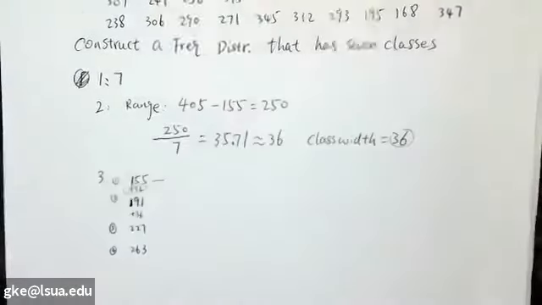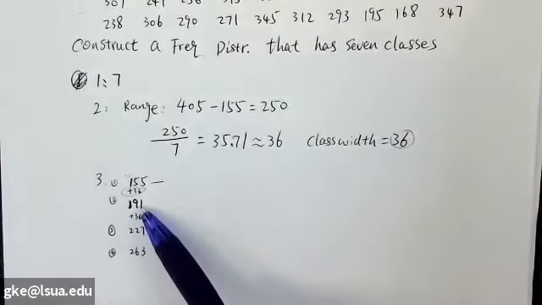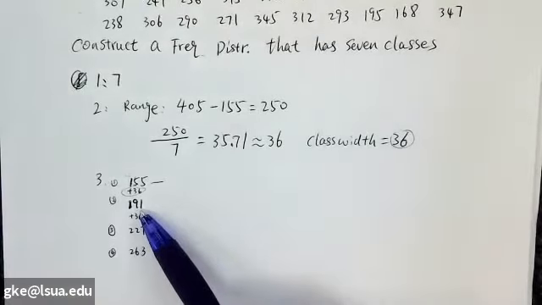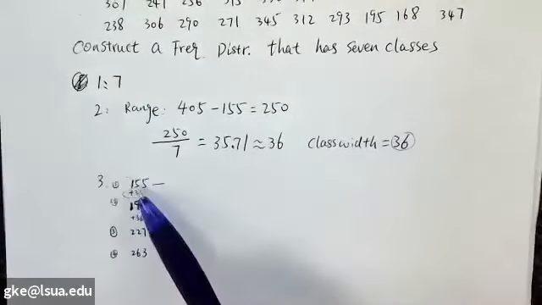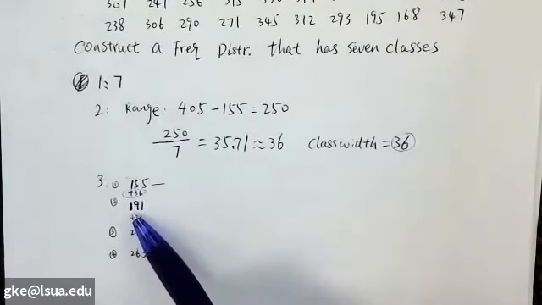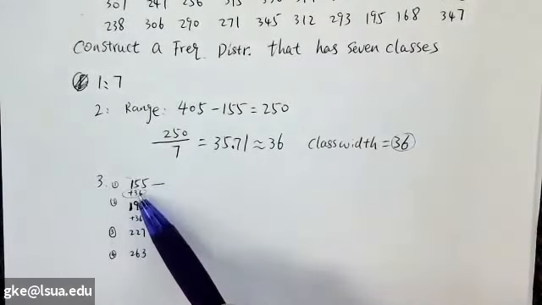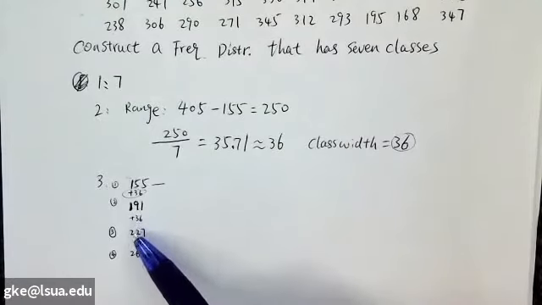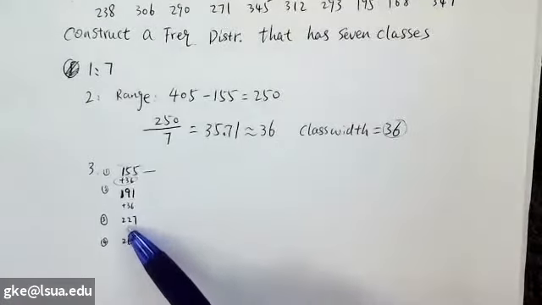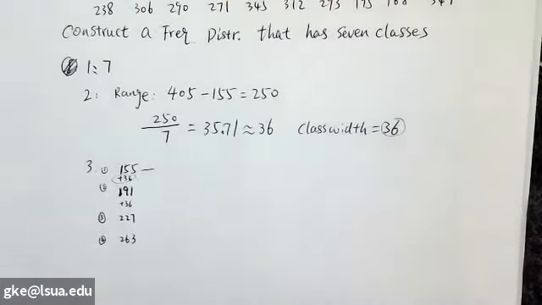Oh yeah, I'll show you how we get the lower class limit for the second class. The 36 is from here. You add 36, you're going to get the second one. I put this little number here to tell you how we get 191. Okay, and I plus this little one, you're going to get 227.